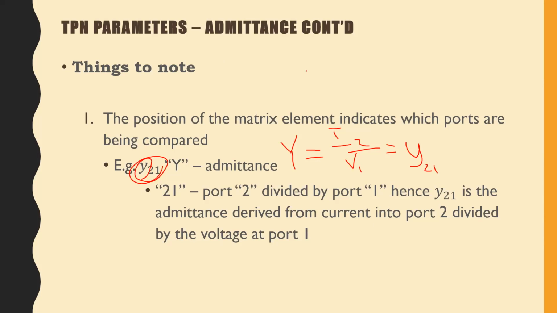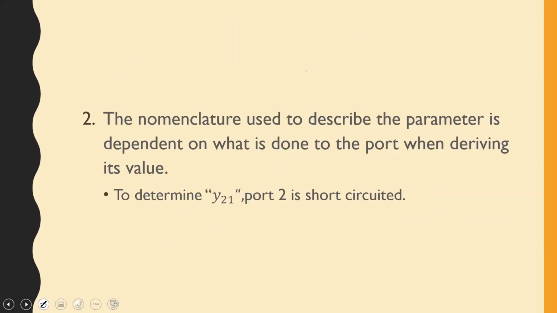All right. Point number two. The nomenclature used to describe the parameter is dependent on what is done to the port when we derive its value. So when we are finding Y21, port 2 is short-circuited. So in other words, these are short-circuit parameters because we had to short-circuit a port in order to find the respective values.